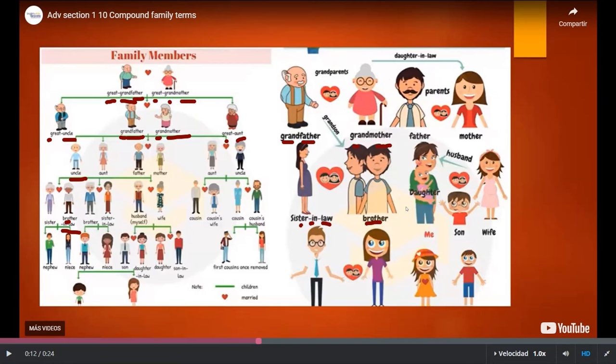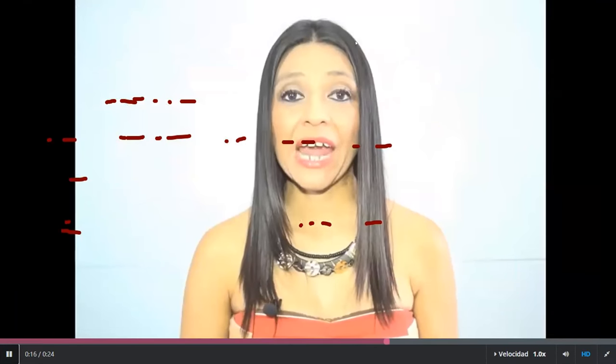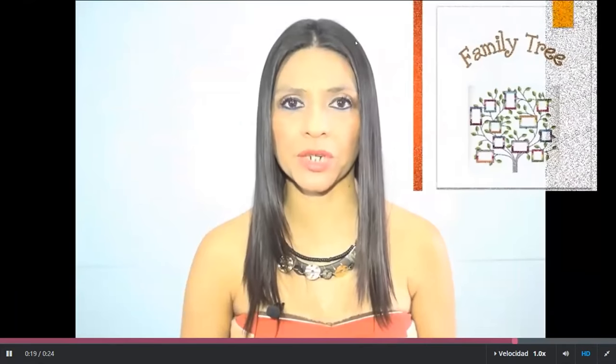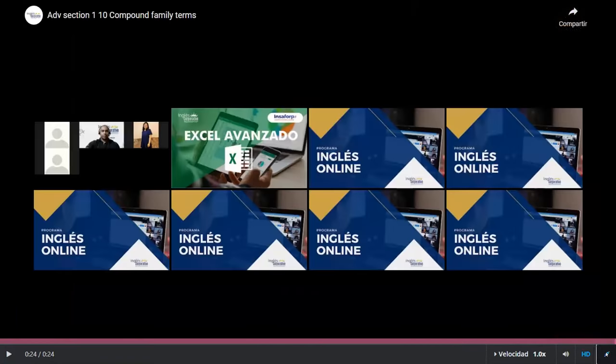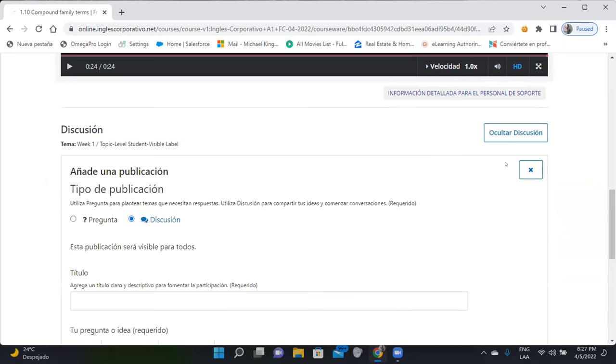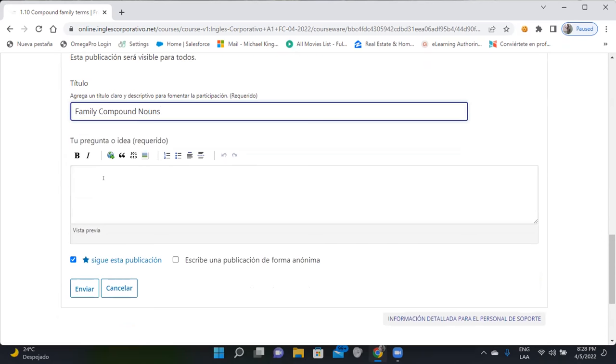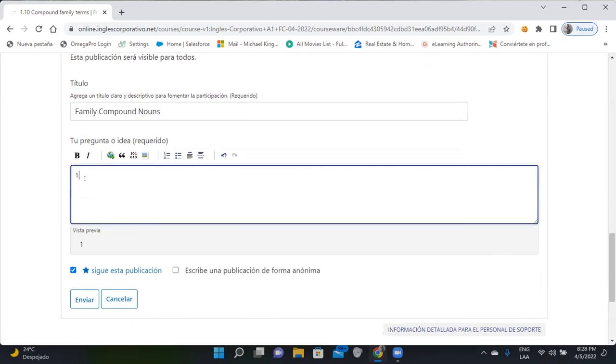Okay, for this activity, you are going to speak about your family. Now that you know more family terms, talk in class about your family tree. Don't forget to share your information on our discussion box. You're going to write at least 5 sentences. You're going to go to añade una publicación. You're going to put family compound nouns. And here you're going to give me 5 examples, 5 sentences.